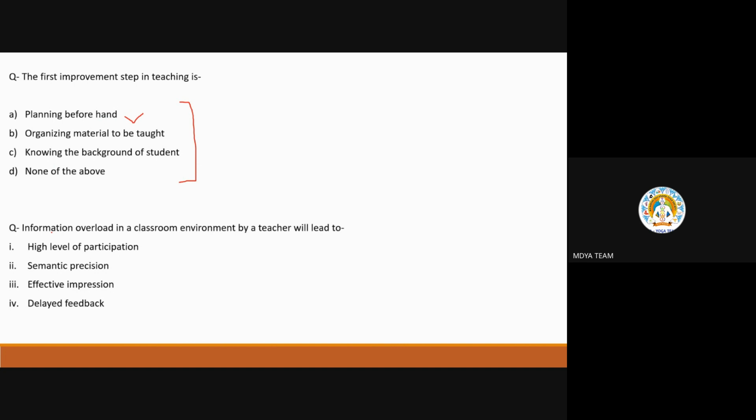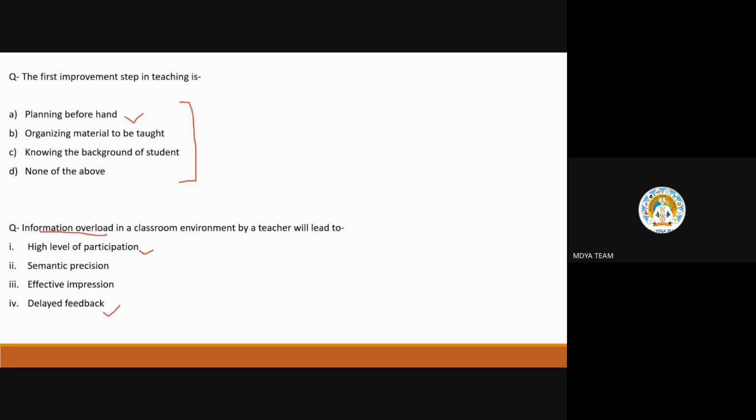The second question: information overload in a classroom environment by a teacher will lead to high level of participation, semantic precision, effective impression, or delayed feedback. Last one. Delayed feedback, I guess. Is it 4, ma'am? Yes, everyone is saying 4, so the answer is 4. Because here the information is overloaded, so the learner's processing will be delayed. So that will lead to the delayed feedback. Okay?